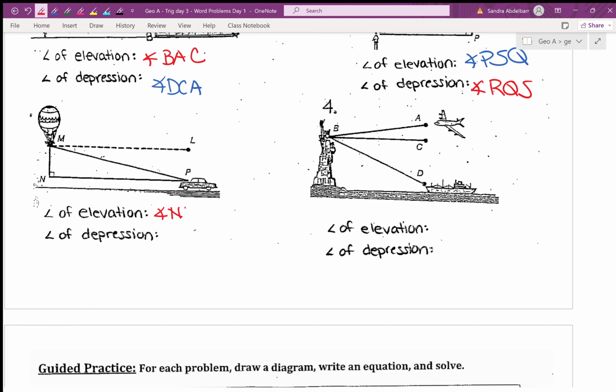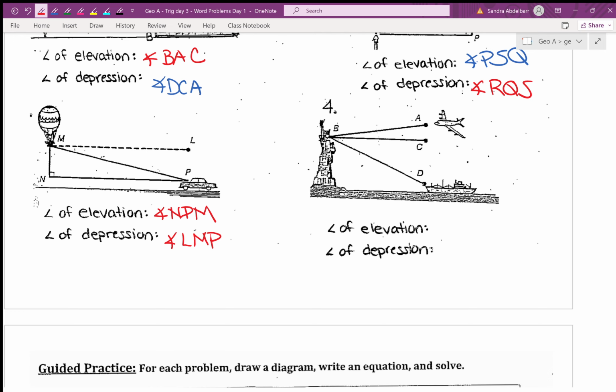Good. NPM is our angle of elevation. Somebody in the car is looking up at the hot air balloon. You got it. LMP is our angle of depression. Somebody in the hot air balloon looking down at the car.